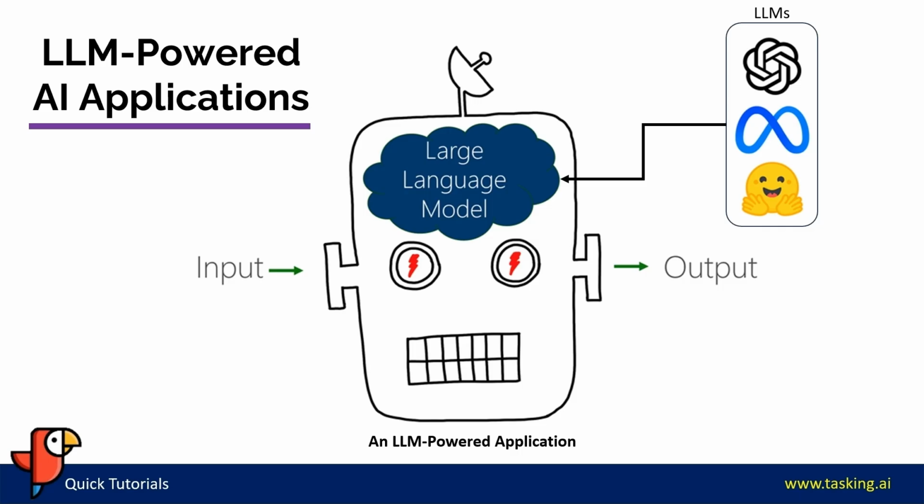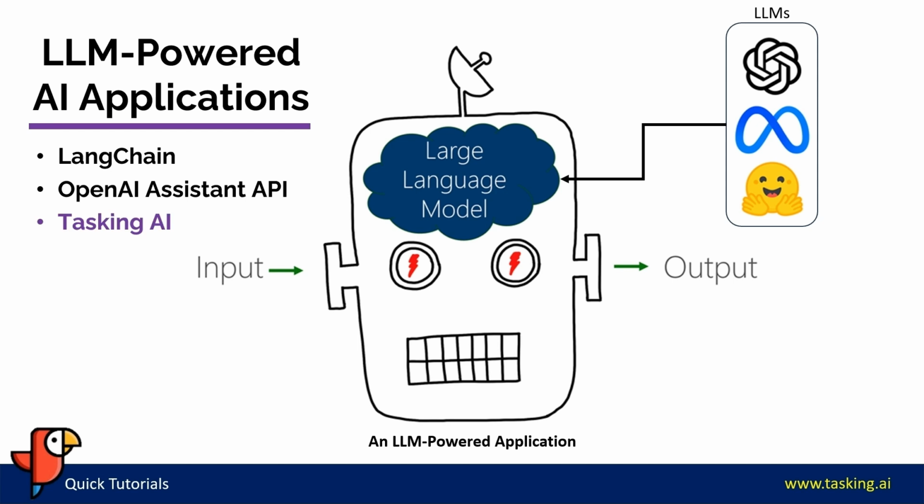Recently, there is a growing interest in designing AI applications using large language models or LLMs. One popular example of such applications is AI assistants or chatbots. The main components of such applications are LLMs. To develop such applications, several frameworks such as LangChain and OpenAI Assistant API exist. Recently, a new open-source framework called TaskingAI was launched that offers unique features as compared to existing frameworks.